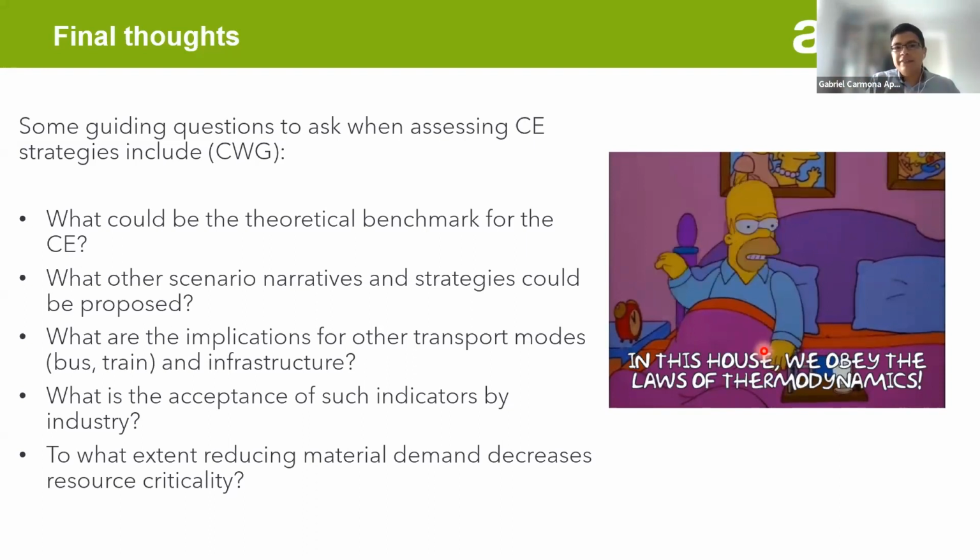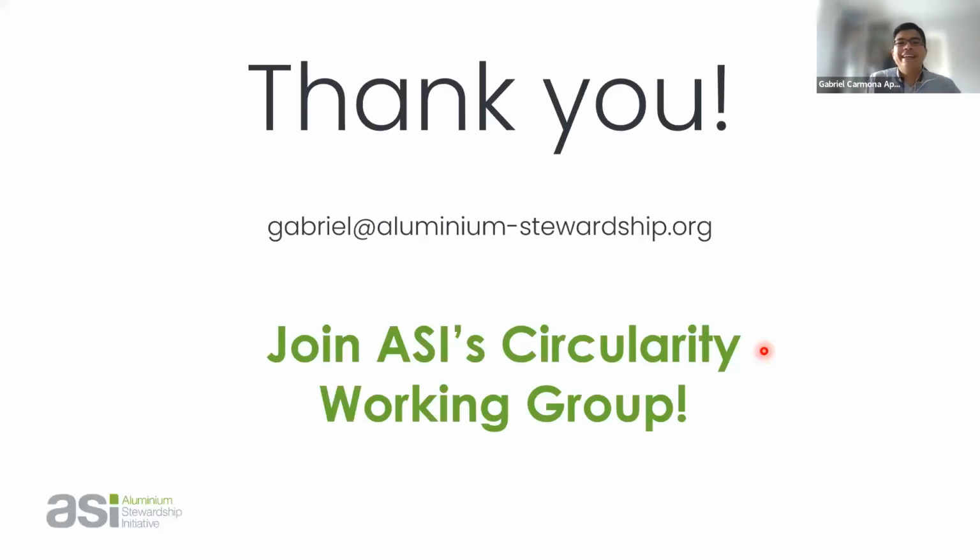What other scenarios, narratives, and strategies could be proposed? I presented here the low energy and material demand scenario, but we can explore other scenarios in the circular economy. For example, particularly for the mobility case study that I presented, what could be the results for other transport modes? What is the acceptance of such indicators by industry or other stakeholders, and to what extent does reducing material demands decrease resource criticality? So I hope to discuss this type of question with some of you that will join the Circularity Working Group.